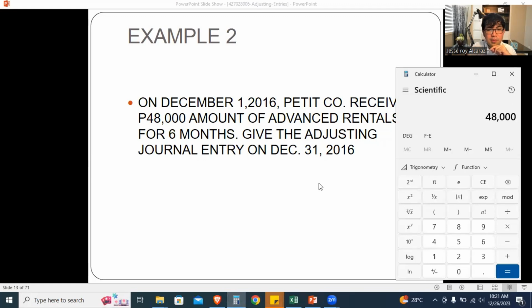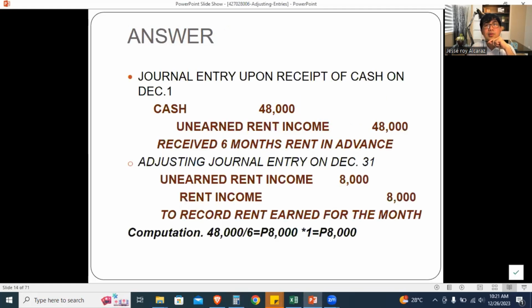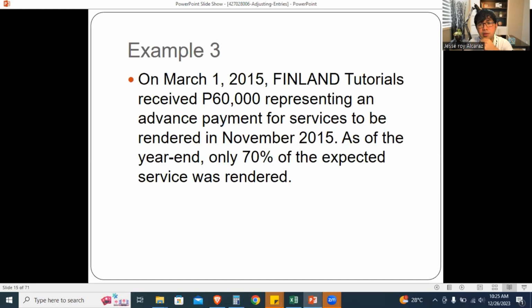So, let's compute. 48,000 good for 6 months. So, every month, we will be recording 8,000 pesos. So, kay 1 month man, 8,000 lang siya for December. So, records na nato ang entry sa pagdawat sa 48,000 na cash. Debit, 48,000 cash kasi nga increase ang atong asset. And then, we record a liability account, unearned rent income, 48,000. So, this is on December 1. And the adjusting entry would be to reduce our liability account and record an income account.